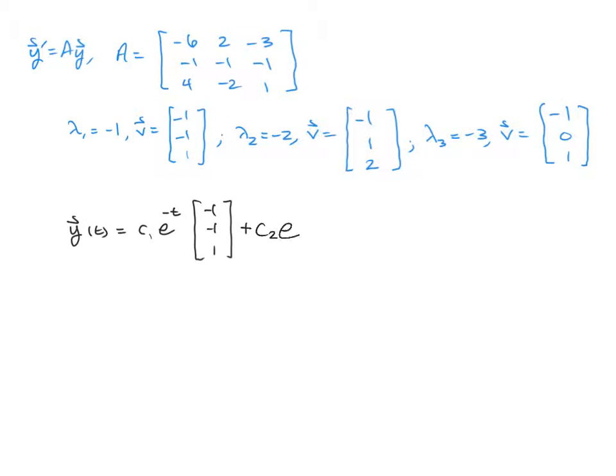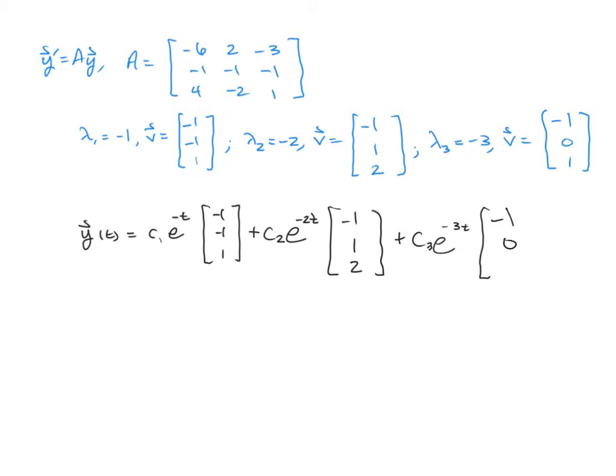constant c2 e to the lambda 2t, which is -2t, times a -1, 1, and 2. And then finally, a third arbitrary constant, c3, times e to -3t, times that corresponding eigenvector, -1, 0, 1. And then these three vectors right here make up our solution.